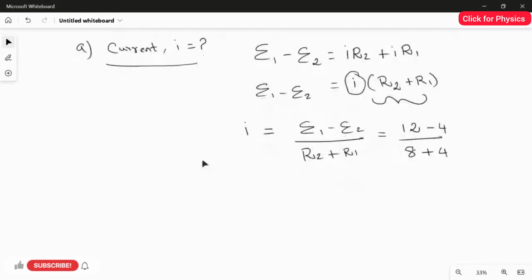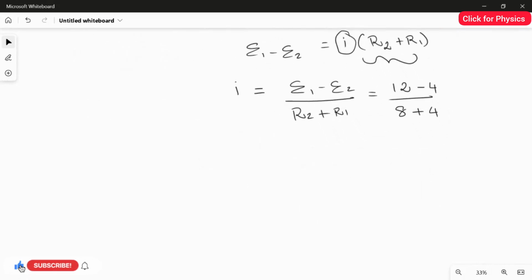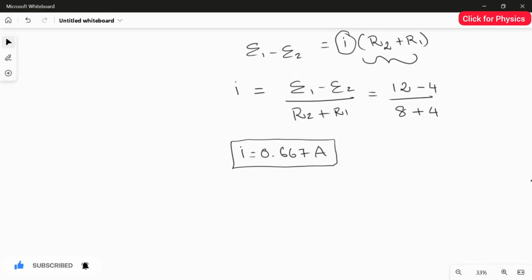So now I have to find the value of the current. Current I is equal to, let's see what the answer is. 12 minus 4 divided by 8 plus 4. I got the answer as 0.6666, so I can round it to 0.667, and the unit for the current is ampere. So this is the answer for the first question.